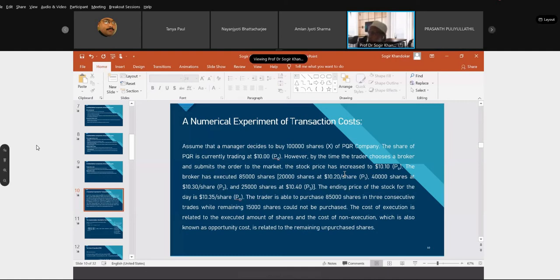Now, the broker has executed 85,000 shares, of which 20,000 shares at $10.20 per share, we denote it as P1; 40,000 shares at $10.30 per share, we denote it P2; and 25,000 shares at $10.40 per share, we denote it P3. That is, at three different prices, the broker executed 85,000 shares.